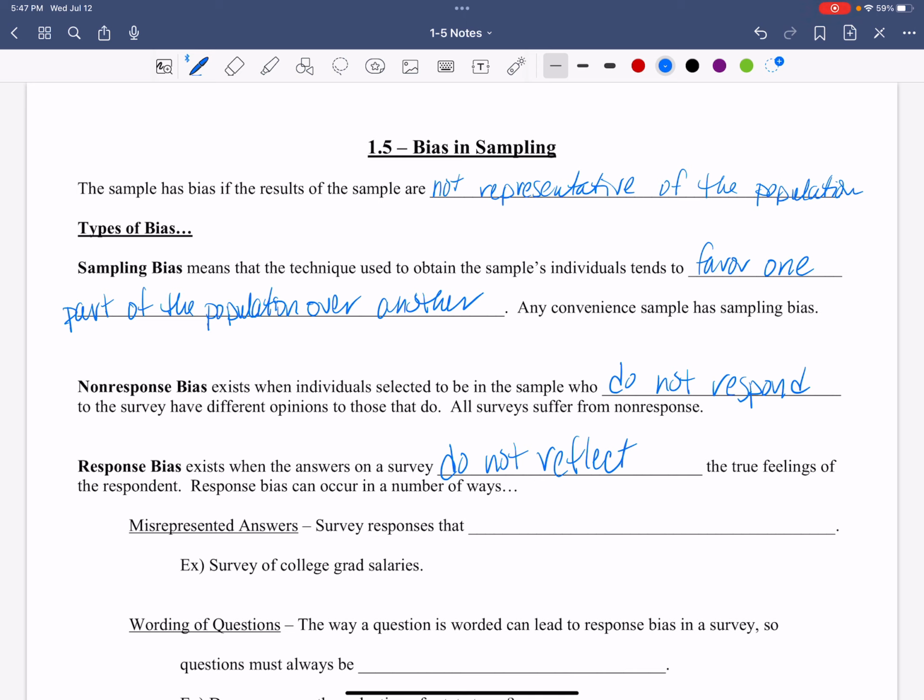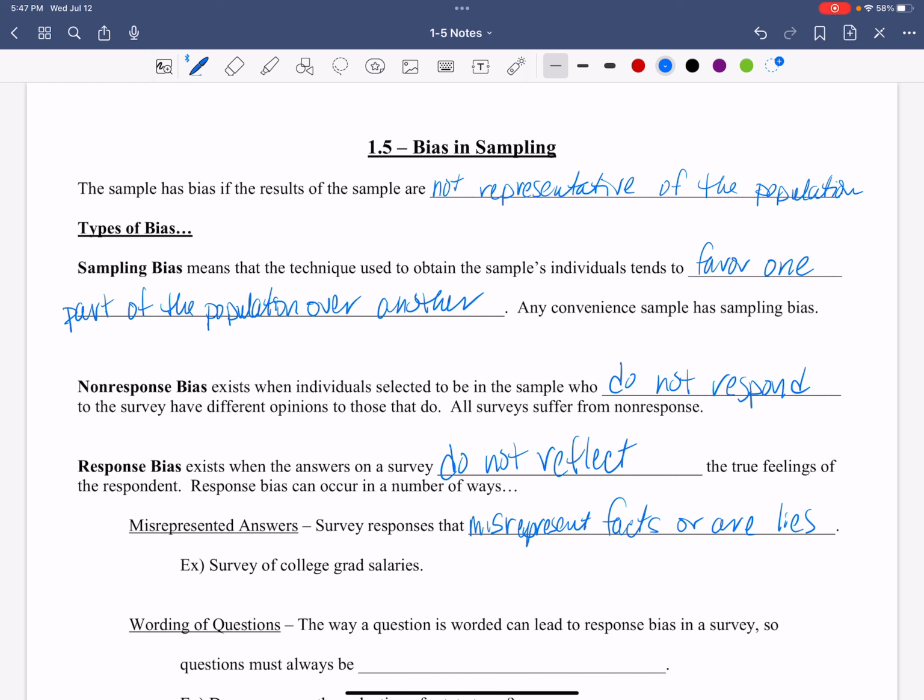One of them is misrepresented answers. Survey responses that misrepresent facts or are just flat out lies.